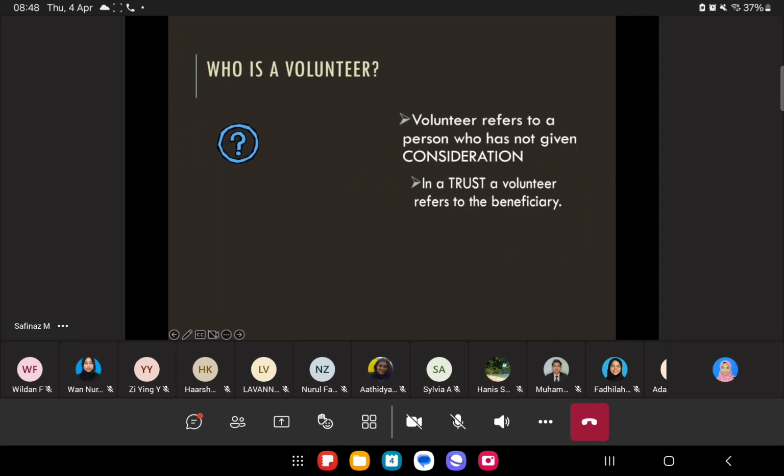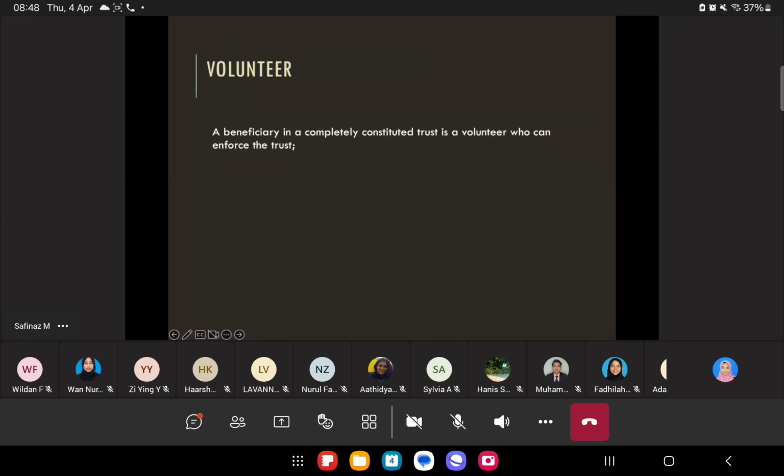Okay, so now we look at who is a volunteer. A volunteer refers to a person who has not given any consideration. In trust, a volunteer refers to the beneficiary, because the beneficiary receives benefit from the trust property without giving any consideration. A beneficiary in a completely constituted trust is a volunteer who can enforce a trust. But a beneficiary in an incompletely constituted trust is a volunteer who cannot enforce the trust. This is as I explained earlier.